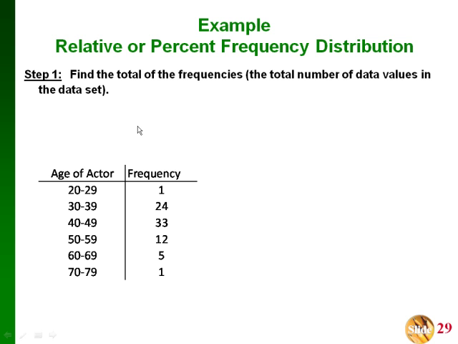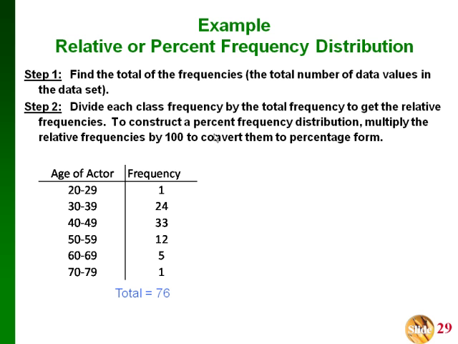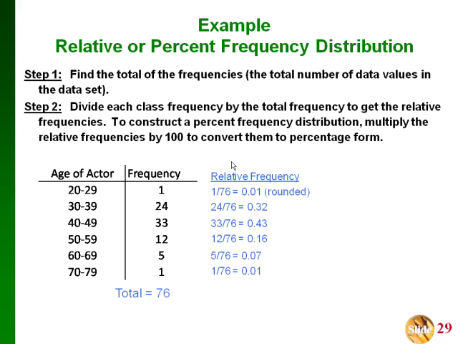So here's an example of getting the relative or the percent frequency distribution. The first step is to find the total of the frequencies. This was our frequency distribution we had before, so we just want to total up those frequencies. That total is going to be 76. Next, we're going to take each frequency of each class and divide it by 76 to get our relative frequencies. So for this first class, 1 divided by 76 is 0.01.